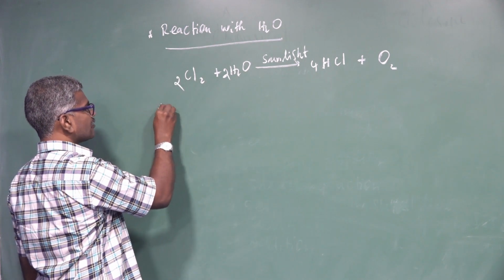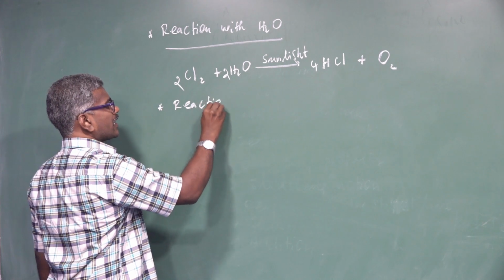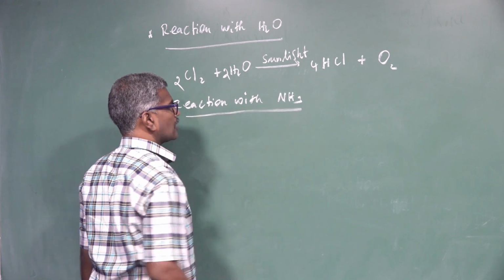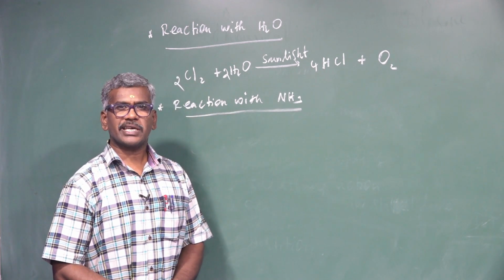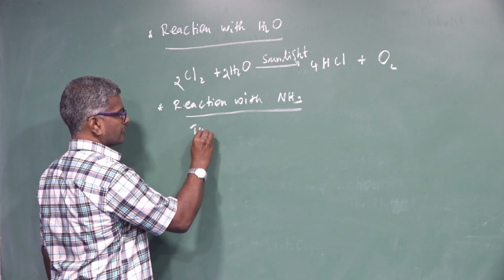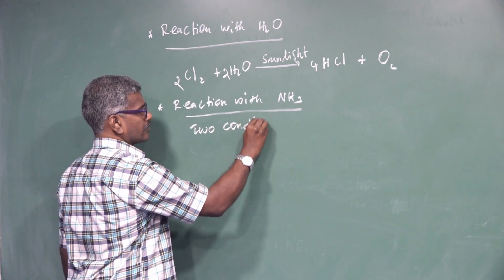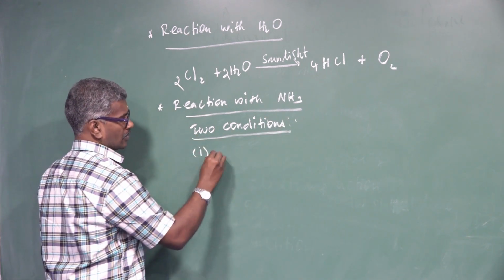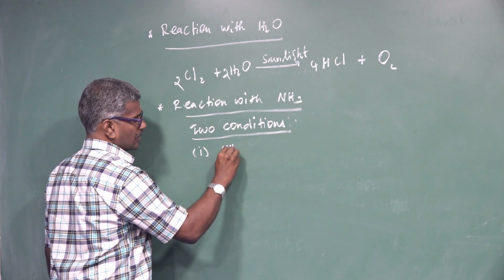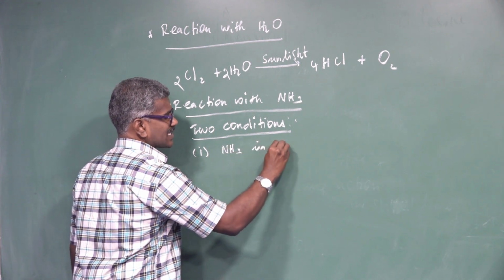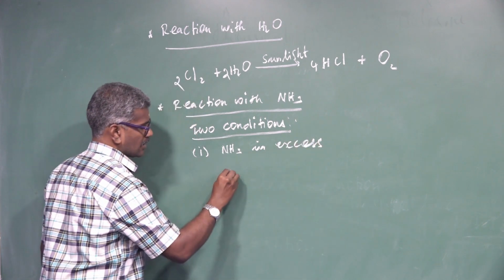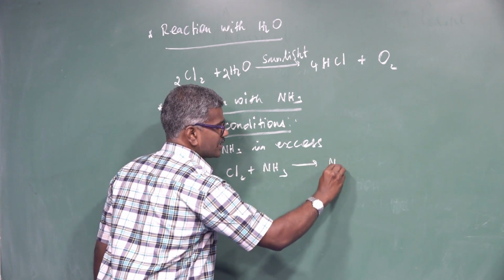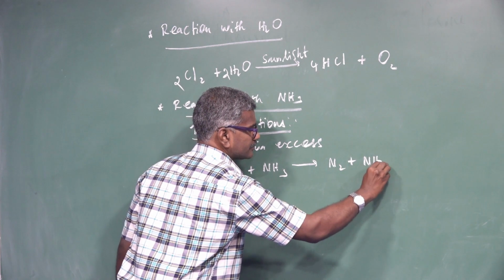Another property, reaction with ammonia. Chlorine reacts with ammonia. There are 2 conditions. Condition number 1, when ammonia is in excess, chlorine reacts with ammonia to form nitrogen and ammonium chloride.